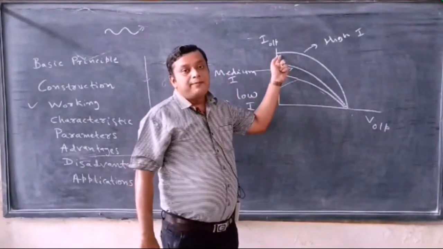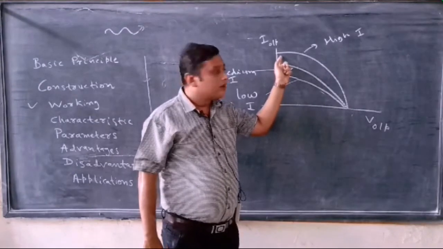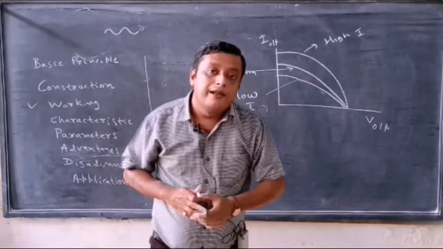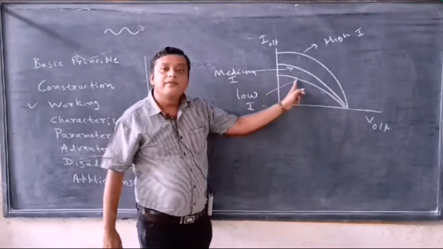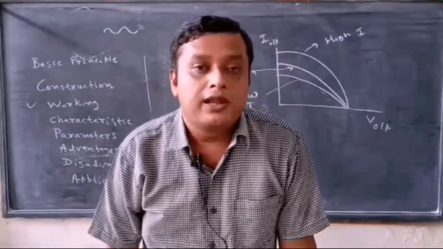It should be noted that if I am applying a high intensity to the solar cell, maximum output current will be generated through the solar cell. If I am applying a low intensity, then minimum current will be generated through the solar cell.